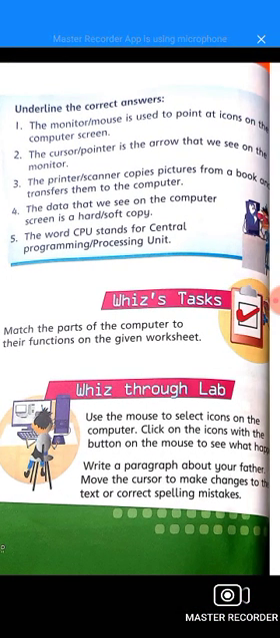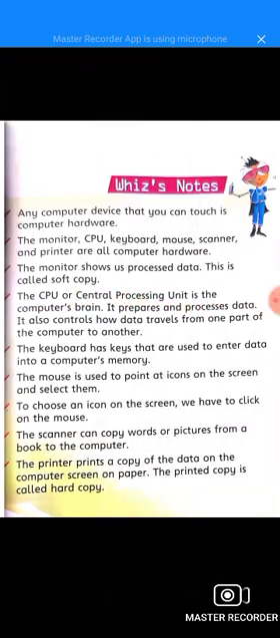And in the computer lab, what will you do? Use the mouse to select the icons on the computer, and click on the icons. We will do it in the computer lab. Write a paragraph about your father and move the cursor to make changes. Okay, we will do this activity in the computer lab.